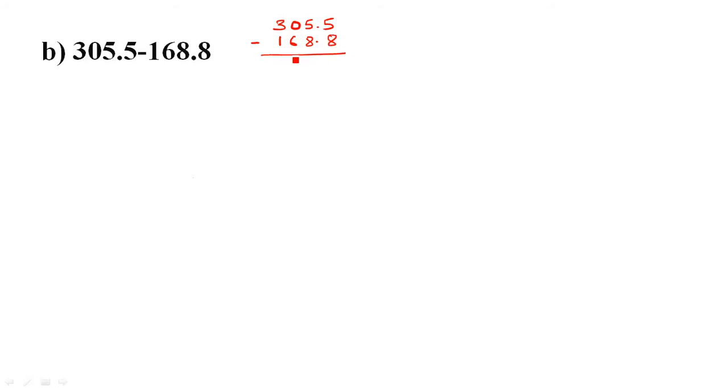So 15 minus 8 will be 7. And then 2 will become 9. And this will become 14. So then 14 minus 8 will be 6. Then 3. So 136.7. So in 9's complement, what we are doing? We are taking 9's complement of 168.8 and adding it to 305.5.